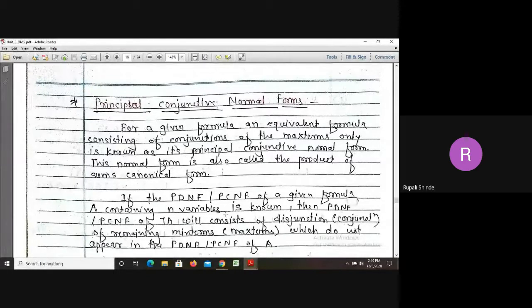So next one is PCNF, Principal Conjunctive Normal Form. What is this PCNF? The definition is given as: for a given formula, an equivalent formula consisting of a conjunction of max terms only. So you have to keep in mind that min terms are associated with PDNF and max terms are associated with PCNF. So a conjunction of max terms is called the principal conjunctive normal form, and this form is also called the product of sums canonical form. So PCNF means a conjunction of max terms.